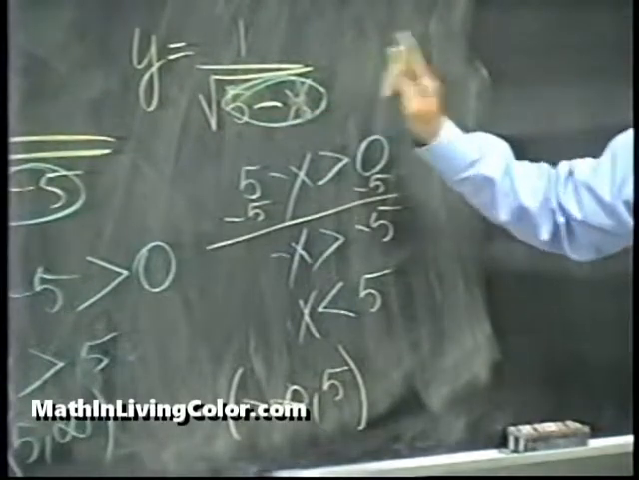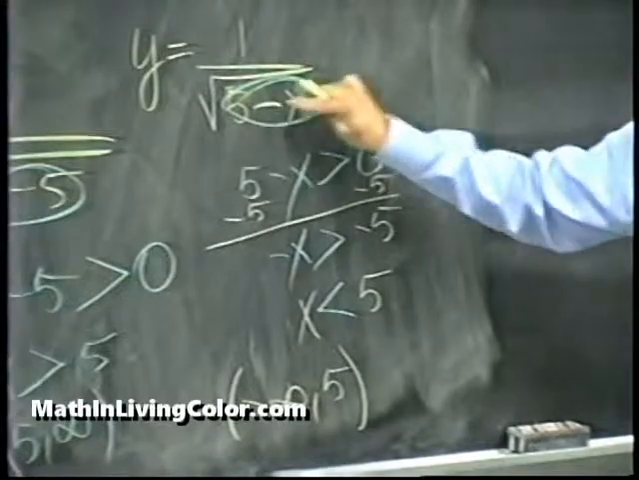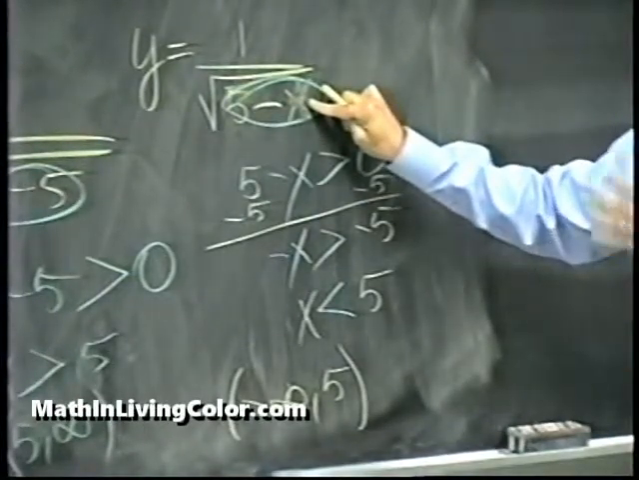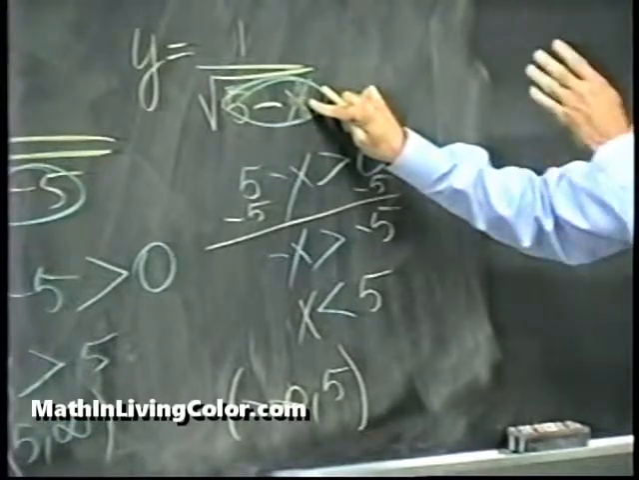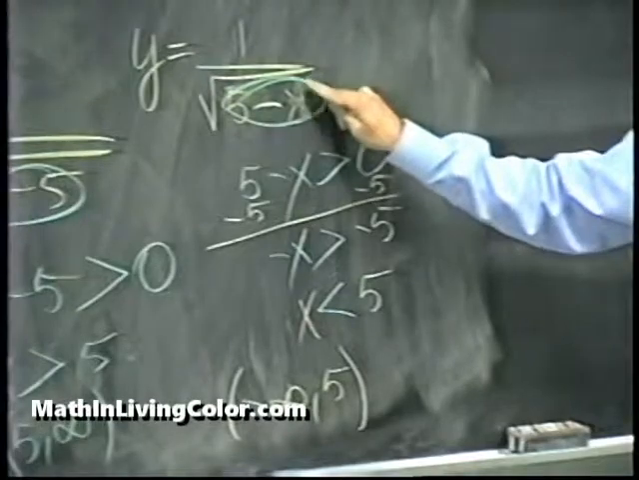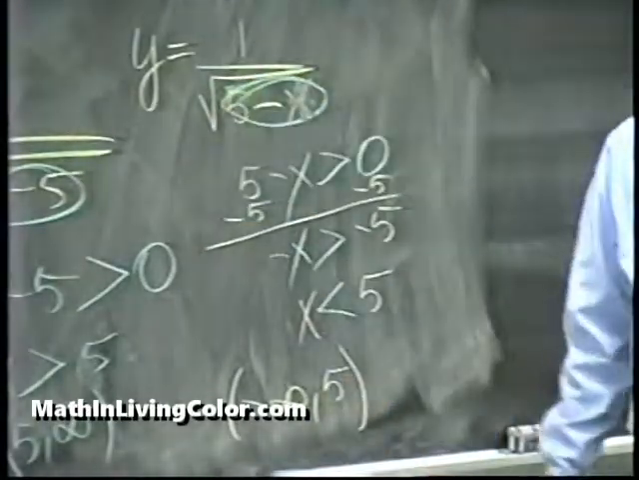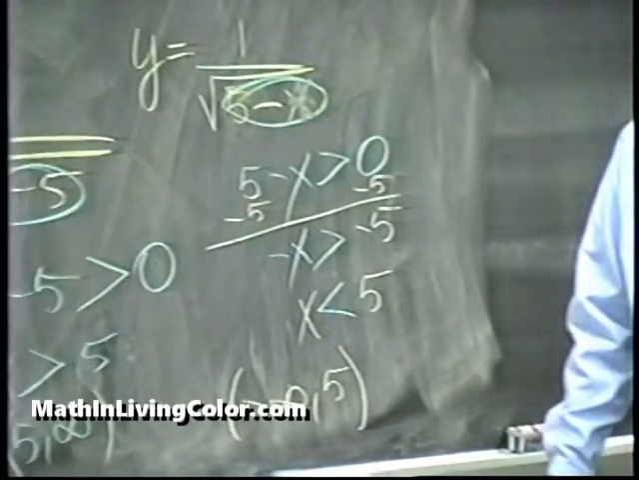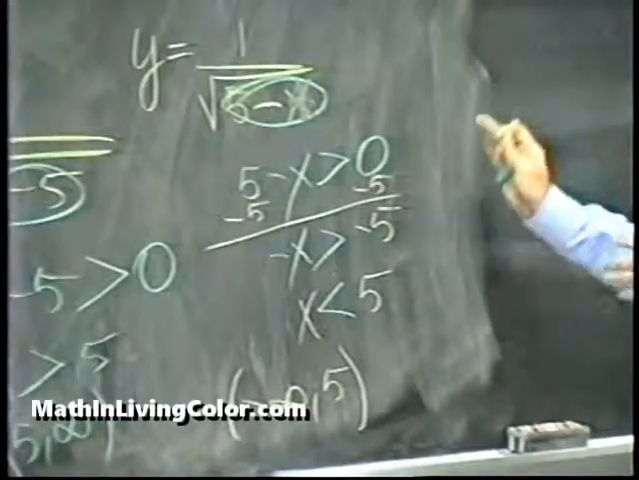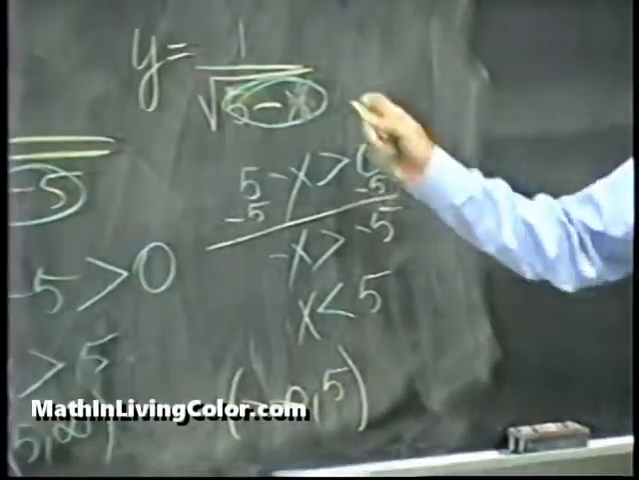Now it can't be 5, can it? What if it's 5? Then you'd have 5 minus 5, which would give you a 0 for a denominator. So it can't be 5, because that would make a denominator 0. What if it's 6? Can't be 6, because you'd have 5 minus 6 is a negative 1. You'd have a negative 1 in a radical. So it can't be 5, and it can't be 6, 7, 8, 9, or 10, or anything larger than 5. It has to be less than 5. Any questions on that?